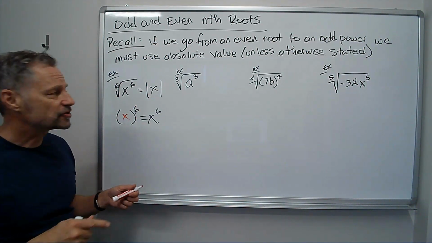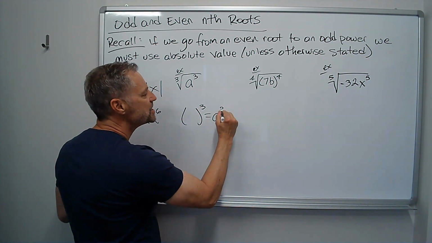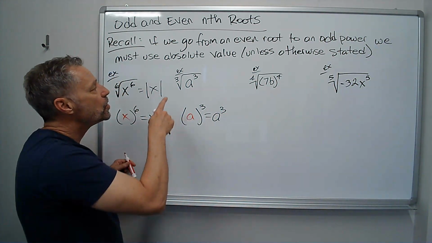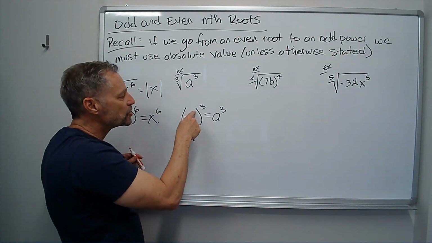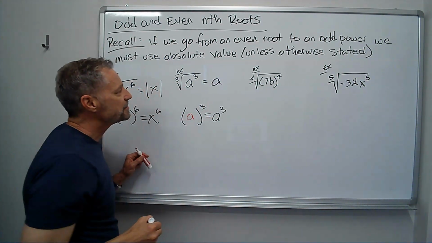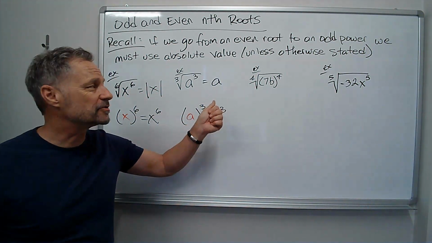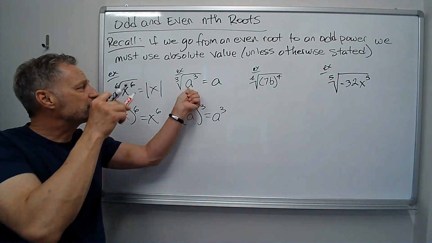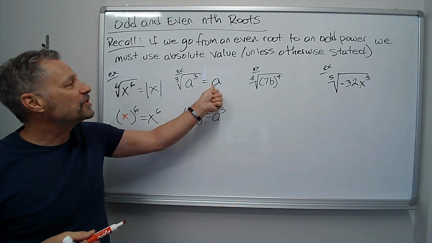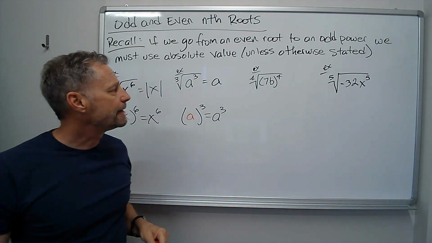All right, let's try this one. Again, same idea. I'm looking for something cubed that is a cubed. Well, that's just a. Oh, I went from an odd power to an odd root. I don't need the absolute value. This is just going to be a. That's my answer, a. I don't need to do the absolute value. And it's wrong if I do an absolute value, because if I started with, say, -1 cubed, I'd get -1. The cube root of -1 is -1. It didn't change to positive. So be careful about that.